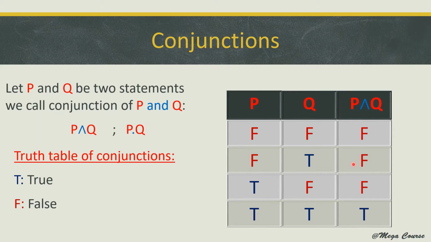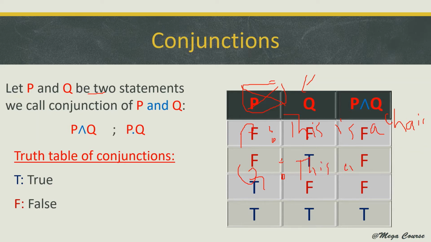Let's take an example. I will draw an example on the screen. I will say here, this is a window. P, the statement P, says this is a chair. I don't know how to write using a cursor or a mouse. Q says this is a gorilla.